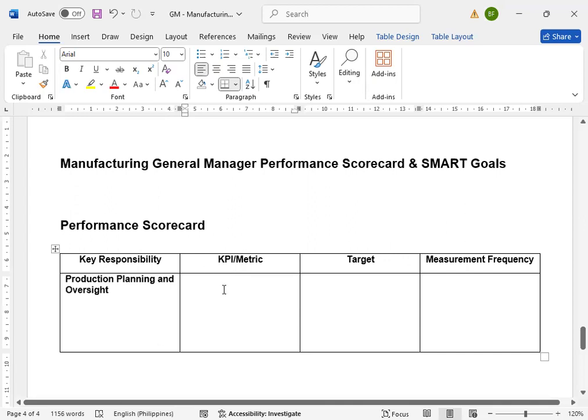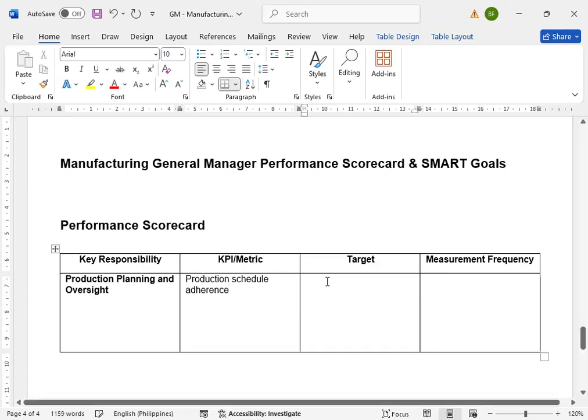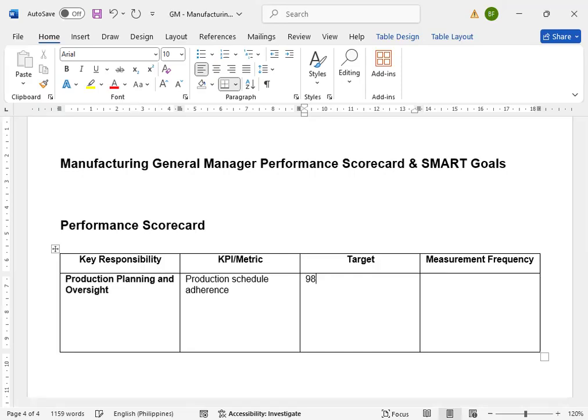One KPI metric is the production schedule adherence. It's very important for the GM to adhere to the production schedule, as this is sometimes a weakness for other managers in terms of this key responsibility, and some fail on this aspect of the KPI. So it's important that he does this successfully. The target for this is 98%.